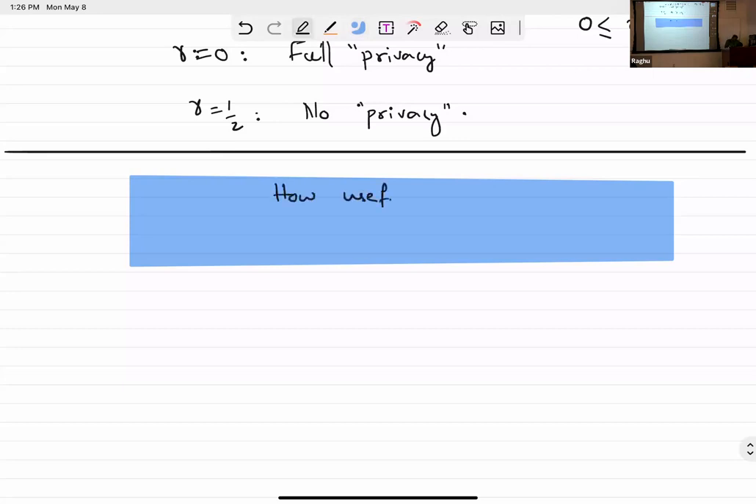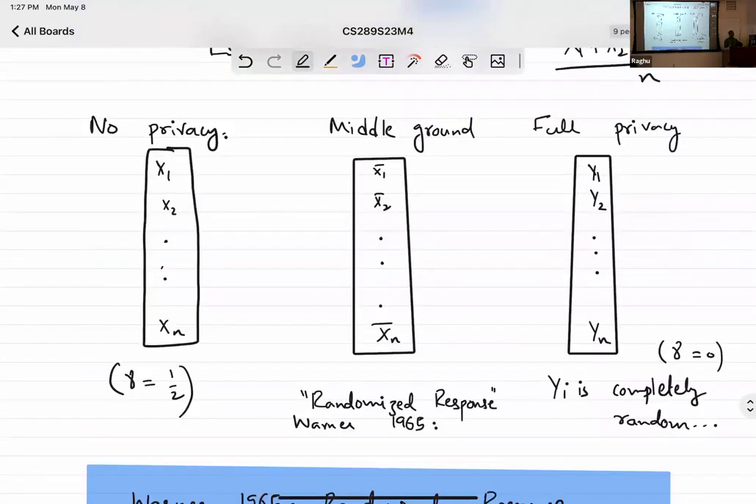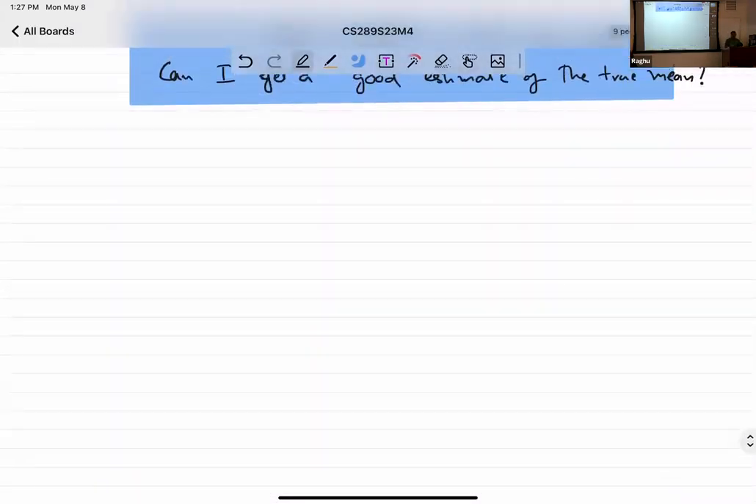So how useful is the new data set? Well, can I get a good estimate of the true mean? And as was suggested, we should not just compute the average of this xi bar. We have to do some correction because you added this noise. So to figure out how to correct, and let's assume you know the gamma, how would you correct?